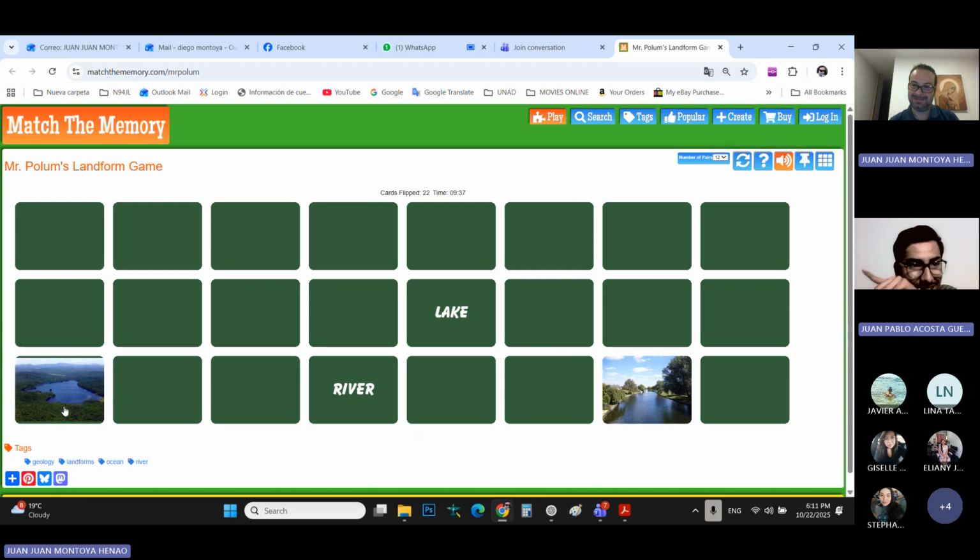I think I have one. Column 1, row 1, and column 6, row 3. Column 6 is this one. Row 3, yeah, this one. Very good. Okay, I made a match. I got it.